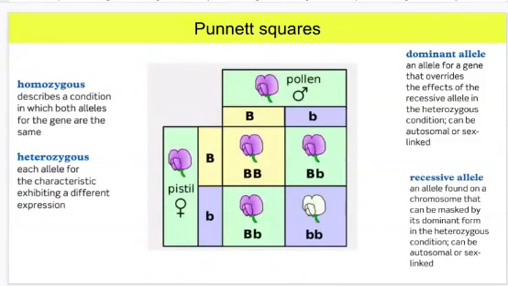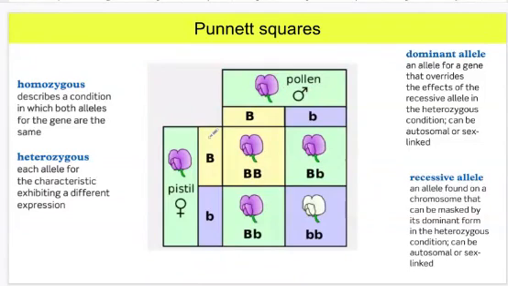So we have a look at a Punnett square right here. We can see that the paternal or male alleles are up here, and we have the female over this side. So the male has an uppercase B and a lowercase b, and that means that because they're different, this is heterozygous. And down for the maternal, we have again an uppercase B and a lowercase b. They are also heterozygous.